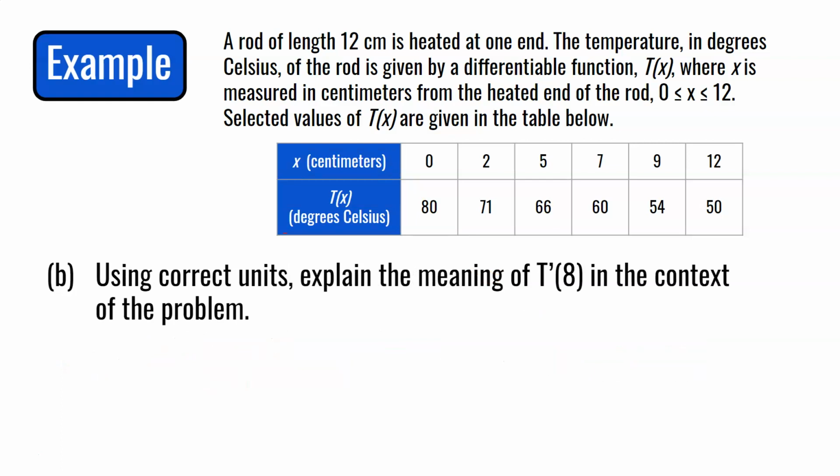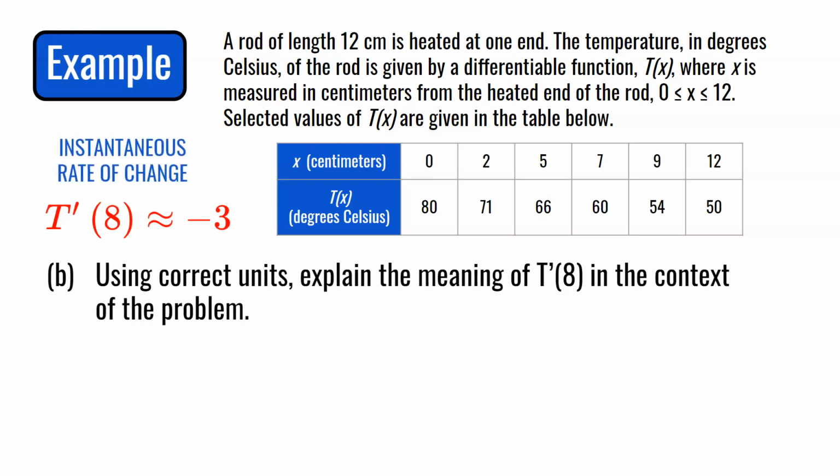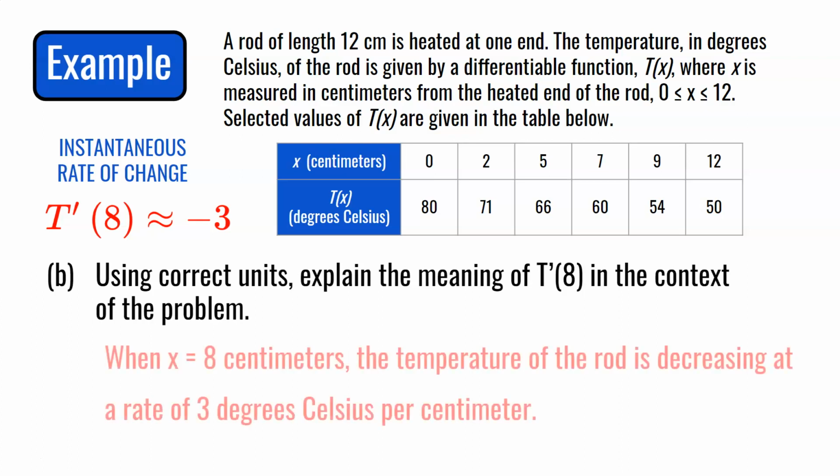In part B, we want to use correct units to explain the meaning of T prime of 8 in the context of the problem. And so pulling over our answer from part A, we found that T prime of 8 was approximately negative 3. We know that in the context of real-world applications, the derivative represents the instantaneous rate of change of the function. And so in this case, T of x represents the temperature of the rod x centimeters from the heated end of the rod. And so therefore the derivative of T of x, which is given by T prime of x, will be the rate of change in the temperature in degrees Celsius per centimeter of the rod. And so here is my answer.